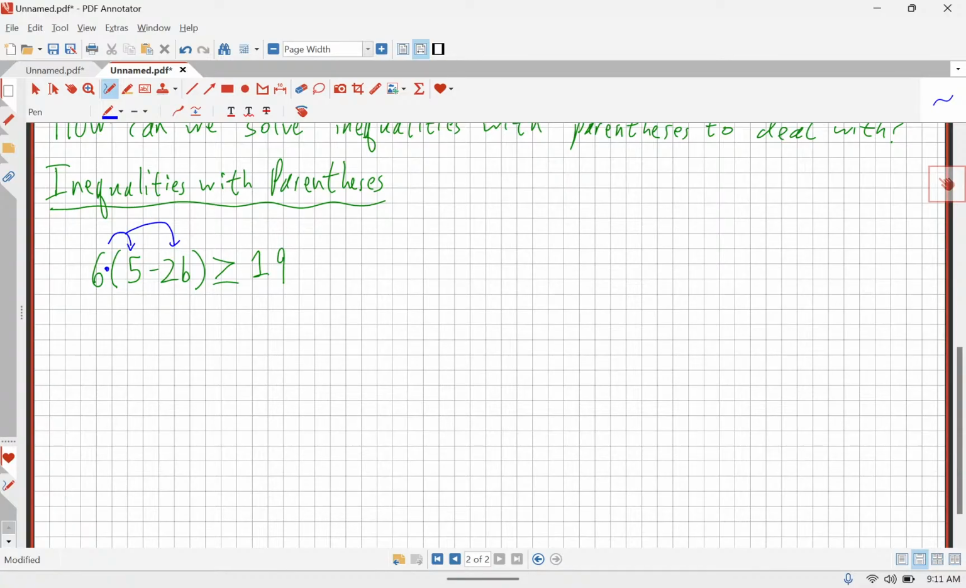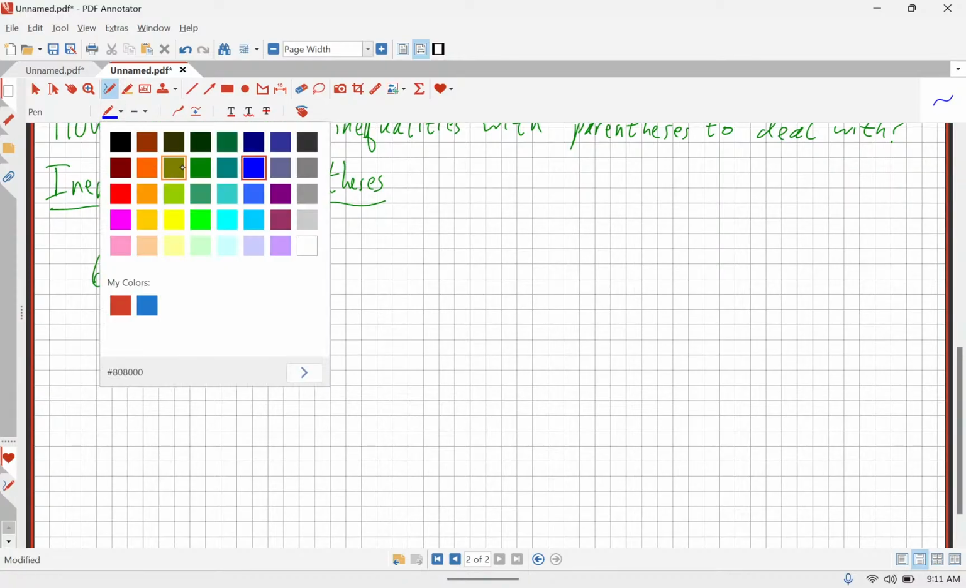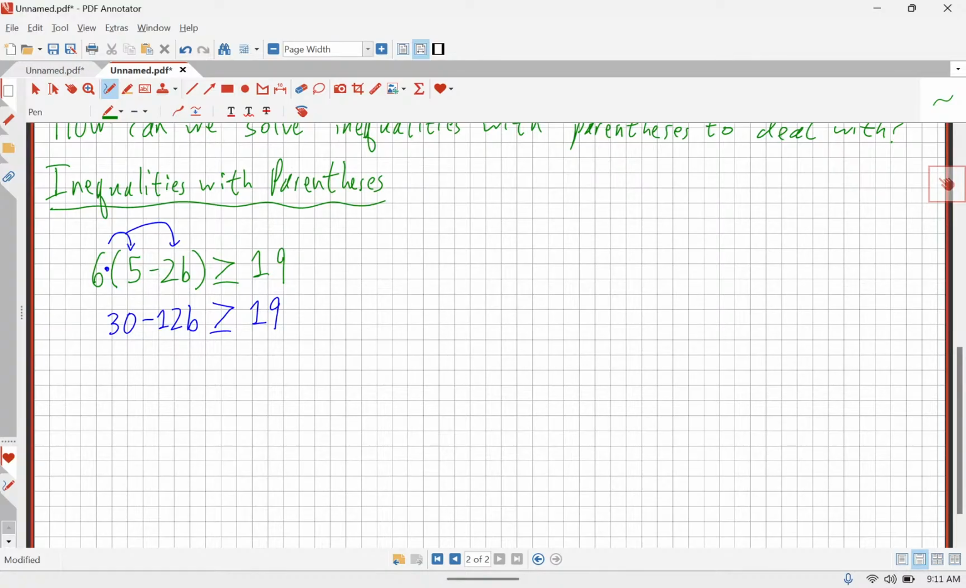6. So 6 times 5 is 30. 6 times a minus 2 is a minus 12b. And the rest just drops down like this. Now that's a two-step inequality, crew. So what do I need to get rid of first? The 30 or the 12? Yeah. And how do I get rid of that 30?